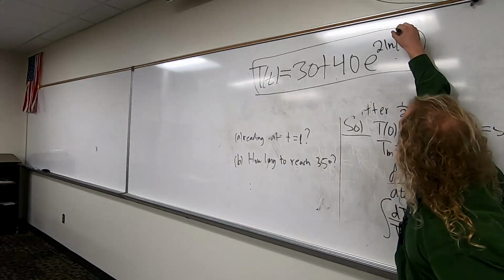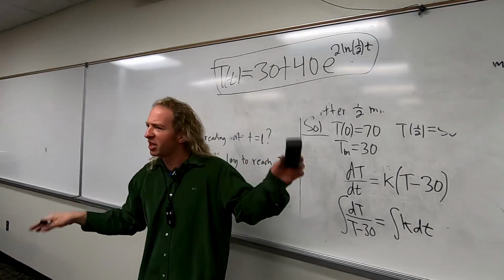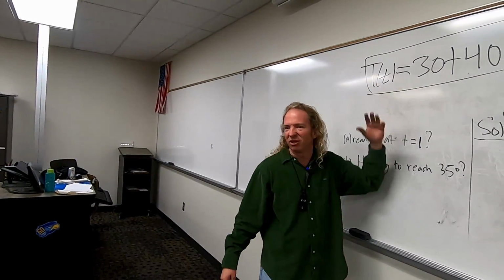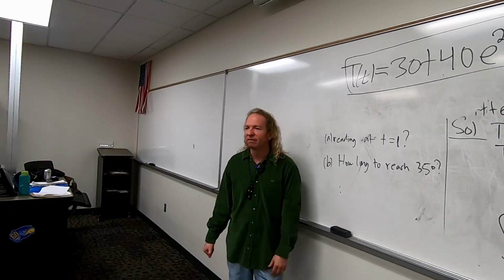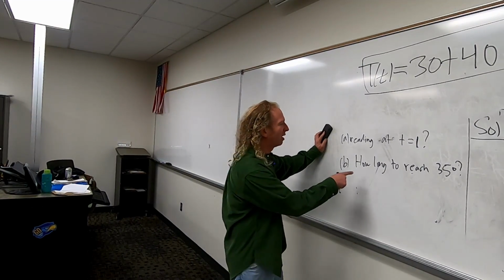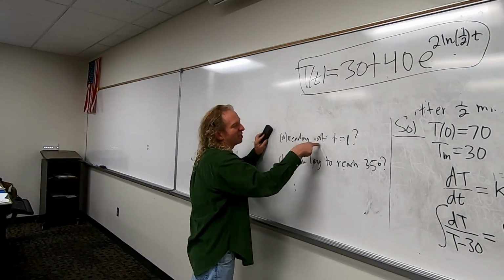It's ln 1/2 t. Any questions so far on how we got t? Now we're going to answer all the questions. The hard part is coming up with t. The rest of it's pretty easy. All right, there are two questions. We want to know part A, reading at t equals 1.